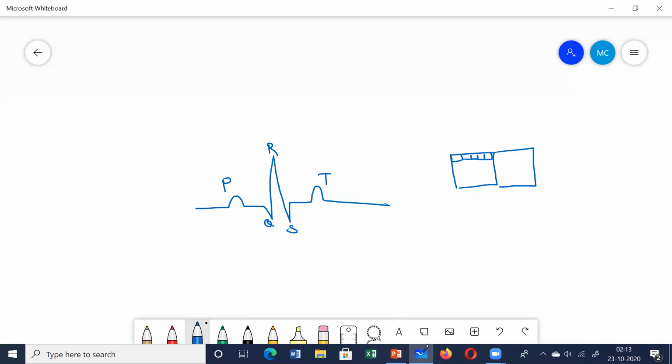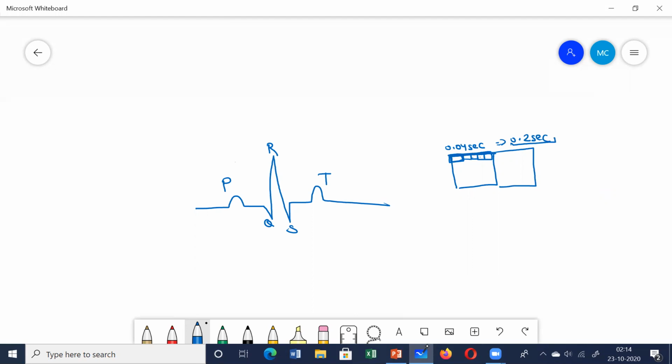Horizontally, there are 5 small boxes, and remember each small box denotes 0.04 seconds. That is the duration we determine from each small box. So if this is 0.04 seconds, what will be the time duration of one big box? 1, 2, 3, 4, 5. 0.04 into 5 will give you 0.2 seconds. So each big box denotes 0.2 seconds.